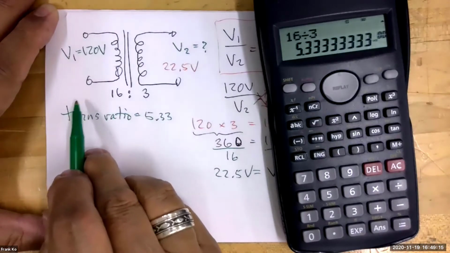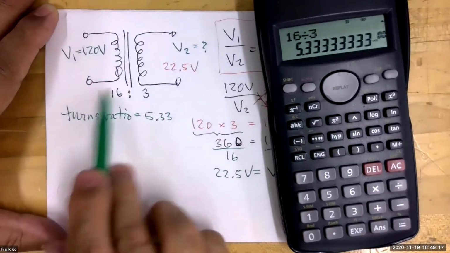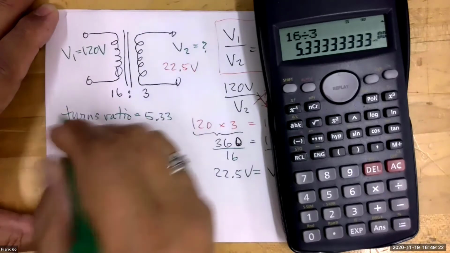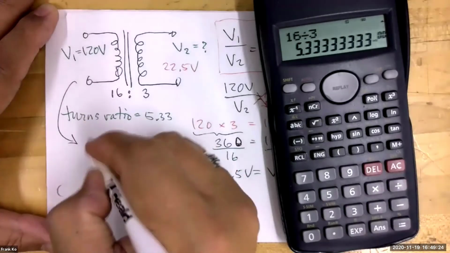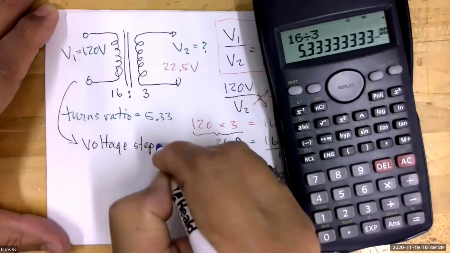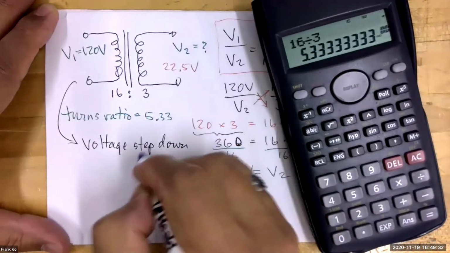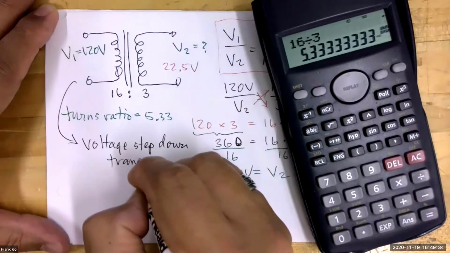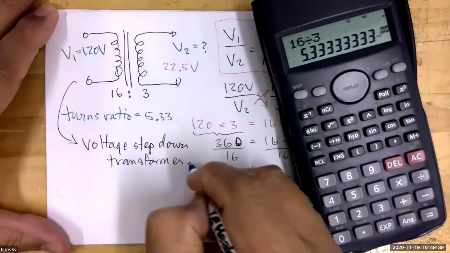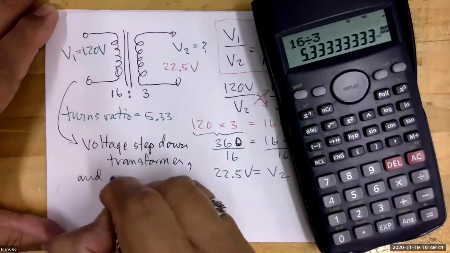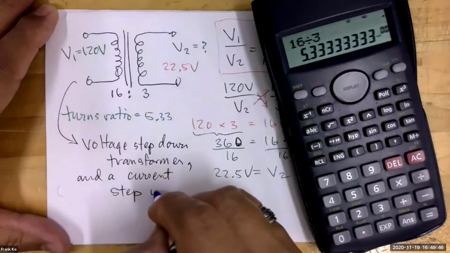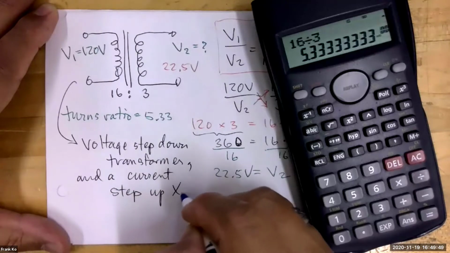And as long as we have a larger number in the primary and a smaller number in the secondary, then we say this: this transformer is a voltage step down transformer, comma, and a current step up transformer. And I'm going to abbreviate transformer.